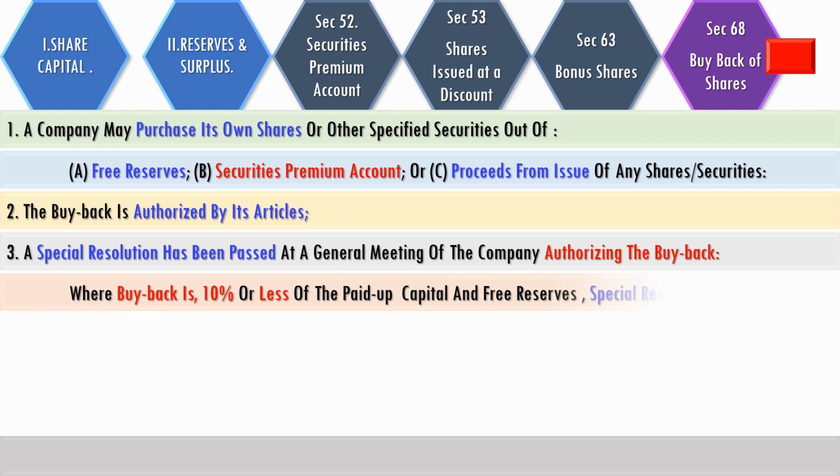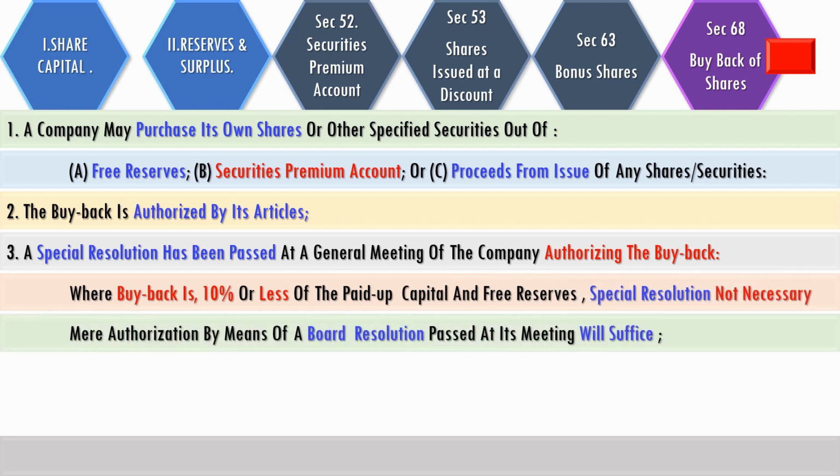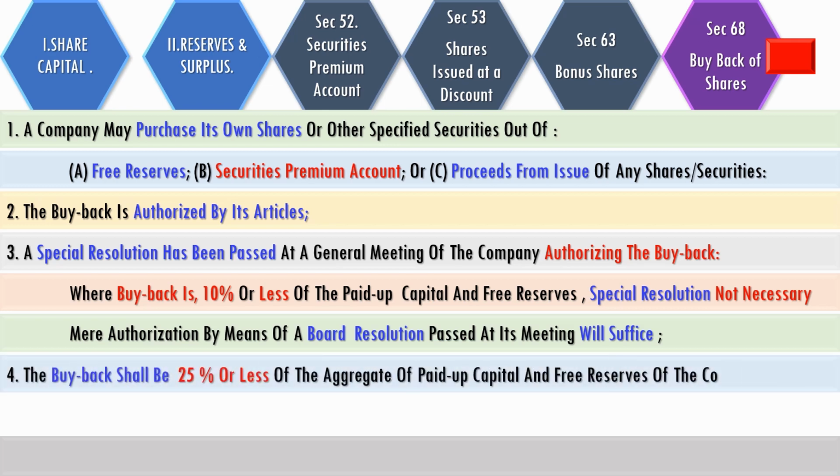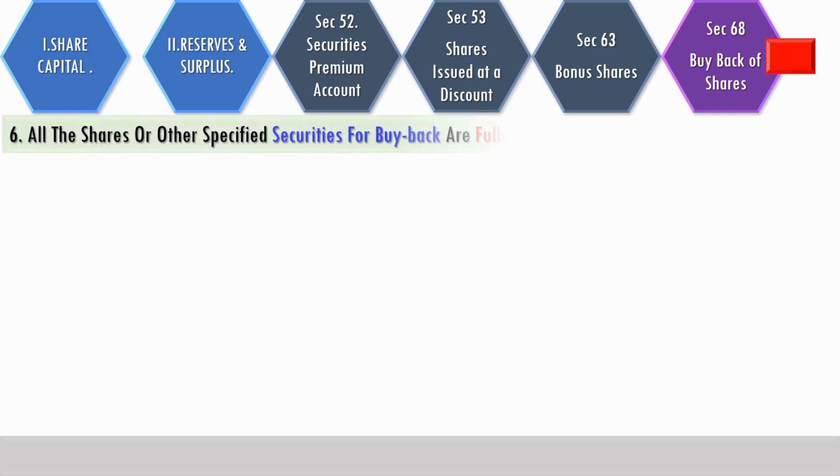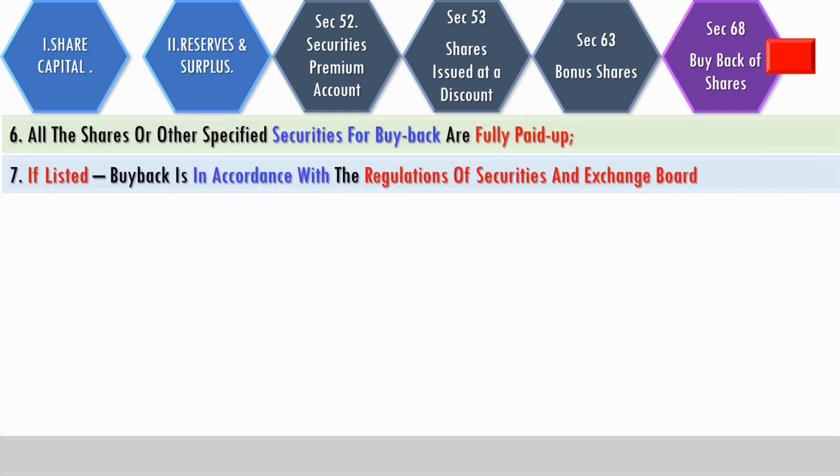A special resolution is required to be passed authorizing the buyback. However, if the buyback is 10% or less of the paid up capital and free reserves, just a board resolution is sufficient, and the maximum limit on buyback anytime is 25% or less of the aggregate paid up capital and free reserves. Secured and unsecured debts after buyback should not be more than twice the paid up capital and free reserves. The shares covered under buyback need to be fully paid up. If listed, the buyback has to be in accordance with SEBI regulations.